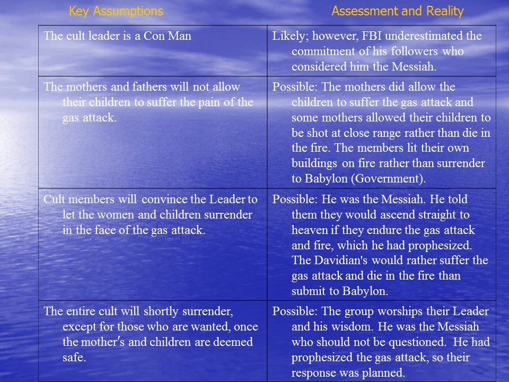Cult members will convince the leader to let the women and children surrender. Possible. That was possible, but he was the Messiah to them. They would ascend straight to heaven if they endured the gas attack and the fire, which he had prophesied. And then the entire cult would rather surrender, except for those who are wanted. Well, obviously their devotion to him was much different.